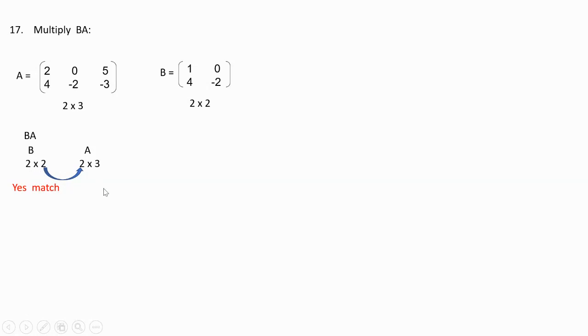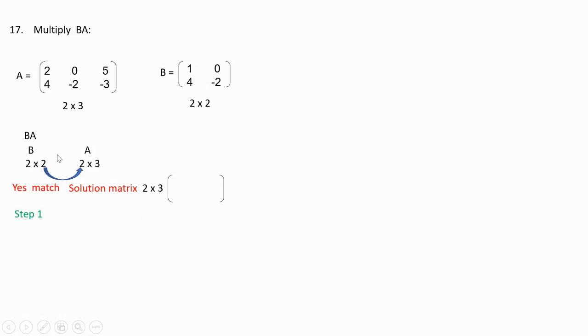And the solution will be a 2 by 3 matrix, which is the outer size. Again, the inner numbers tell you whether we can multiply them or not. If they're the same, we can multiply them, and the answer will be the outer size of the matrix, which would be a 2 by 3.